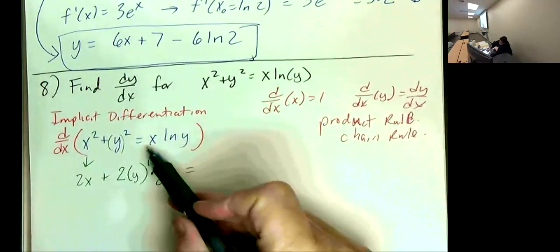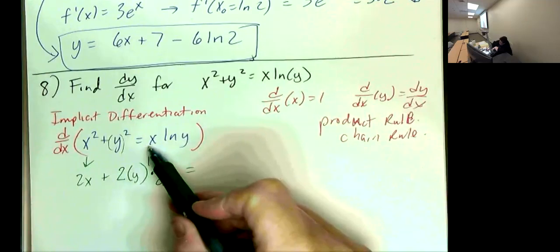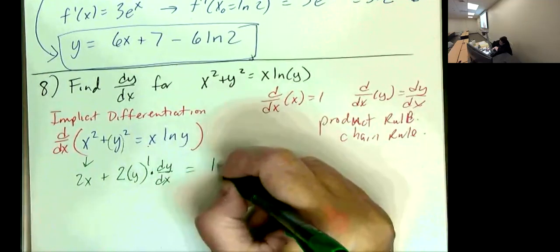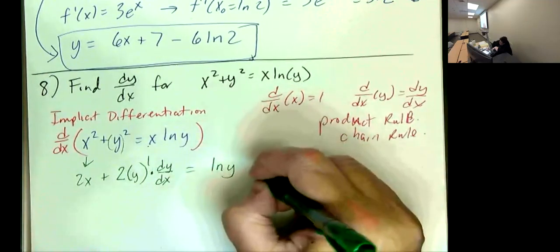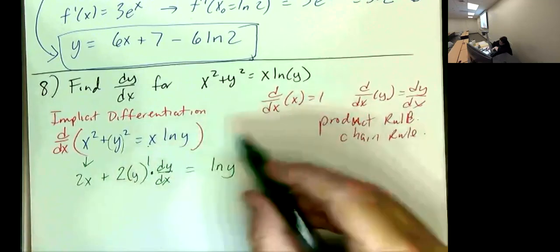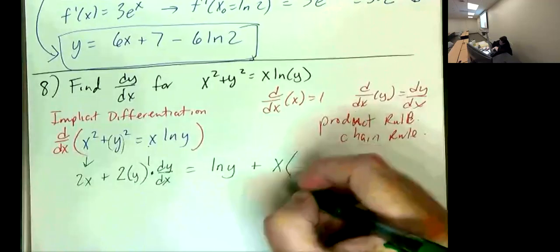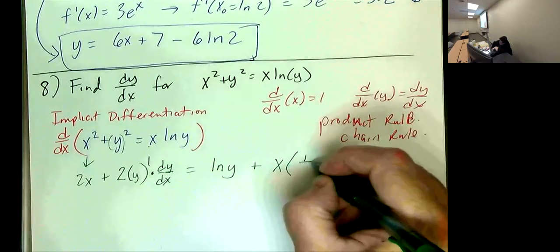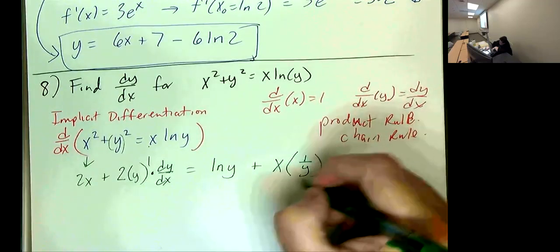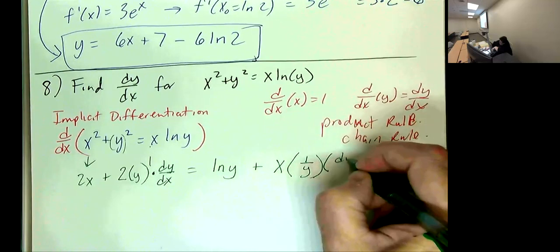If I take the derivative of x first, that's just 1. And it leaves natural log of y. And then I take the derivative of natural log of y. That's a chain rule step going on. The derivative of natural log of y is 1 over y. And then the derivative of y is dy dx.